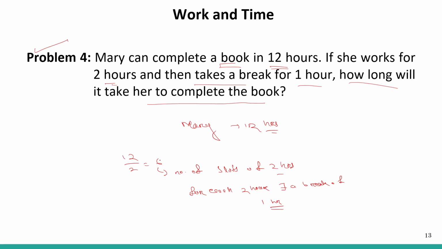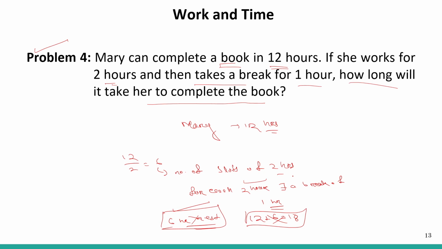So basically for 6 slots, how much time will she take as rest? For each 2-hour slot she will take 1 hour as rest, so 6 hours of rest, right? This is what you must have been thinking. So you will say that the total number of hours she will need is 12 plus 6 is equal to 18, but this will be wrong. How is this wrong?